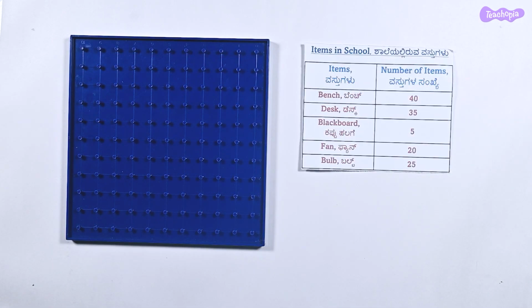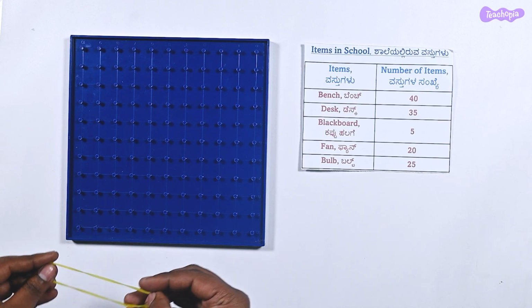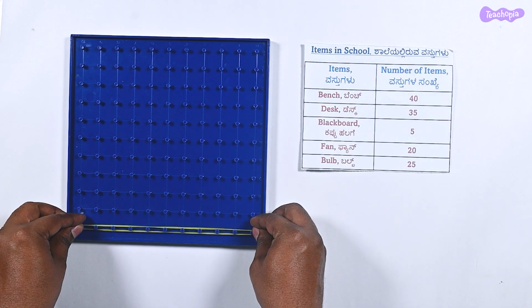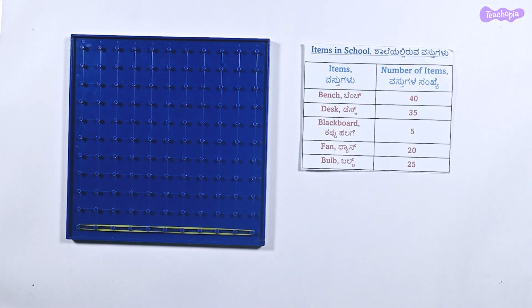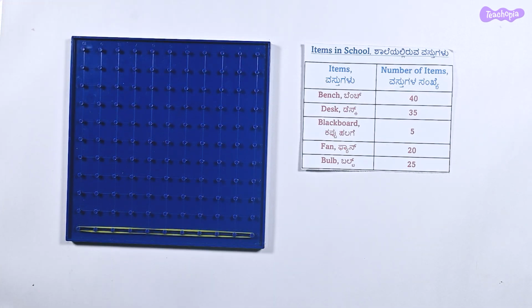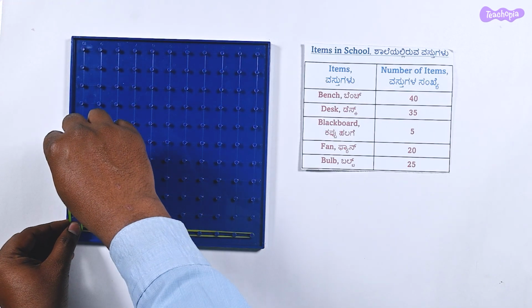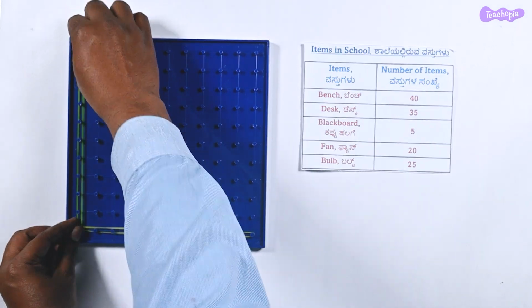Now create axes on the geoboard. For that I'm using a rubber band. So the first axis is the horizontal axis. Using the rubber band, I'm making this horizontal axis. And now I'm going to create a vertical axis. So this is the vertical axis.